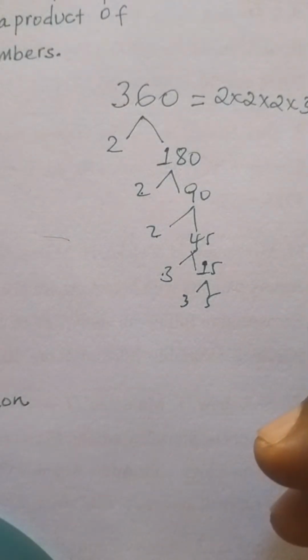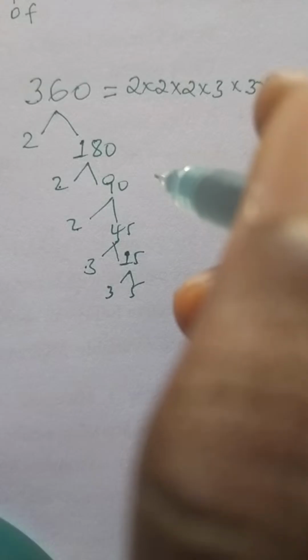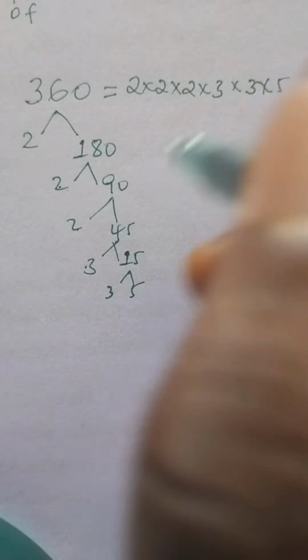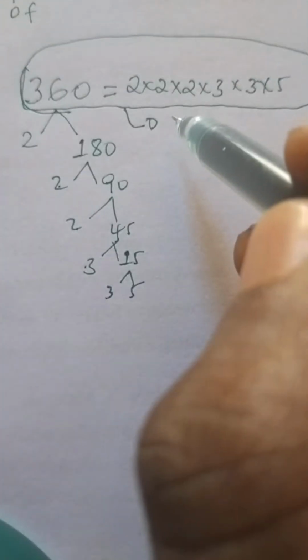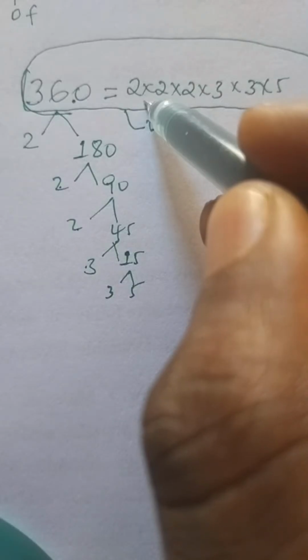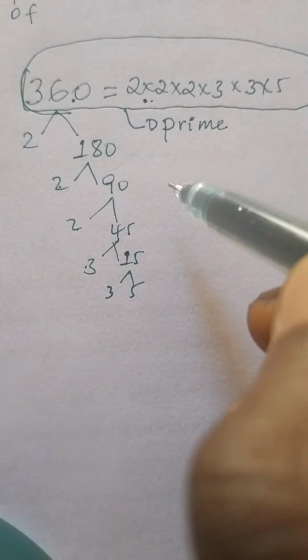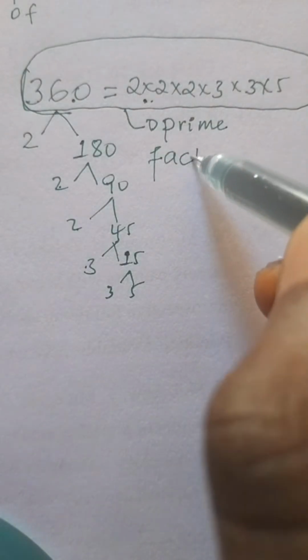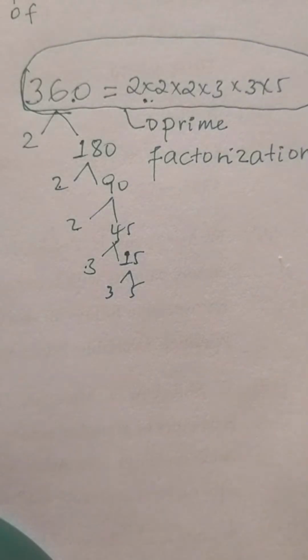Yes, my beautiful student. So 360 can be expressed like this. This is a composite number, and it is expressed as a product of prime numbers. So this kind of expression is called prime factorization, my beautiful people.